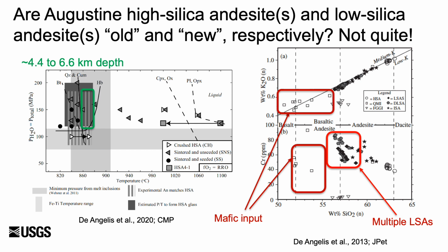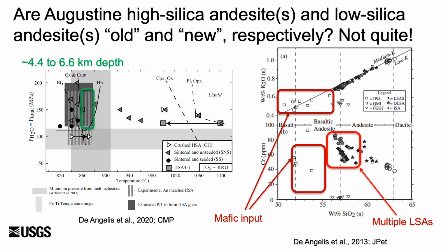Petrologic study of products from Augustine, in contrast to Redoubt, suggests that all of the erupted andesites had been stored in the shallow crust prior to the eruption. Recent experimental work by DeAngelis et al. in 2020 shows shallow storage for the high silica andesite, consistent with geophysics and melt inclusion entrapment pressures.